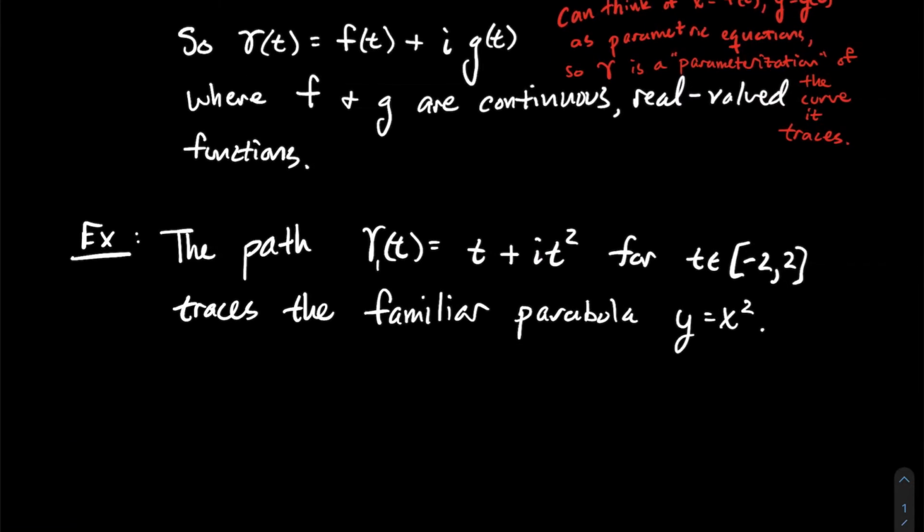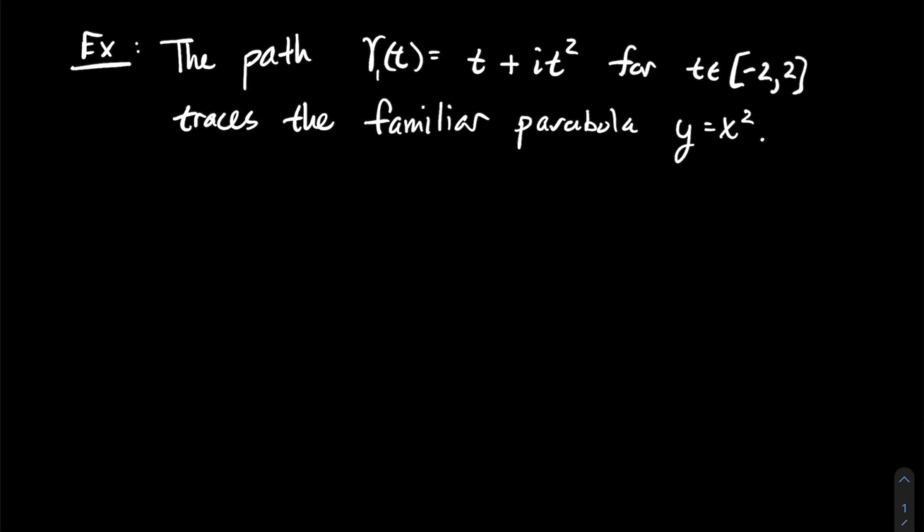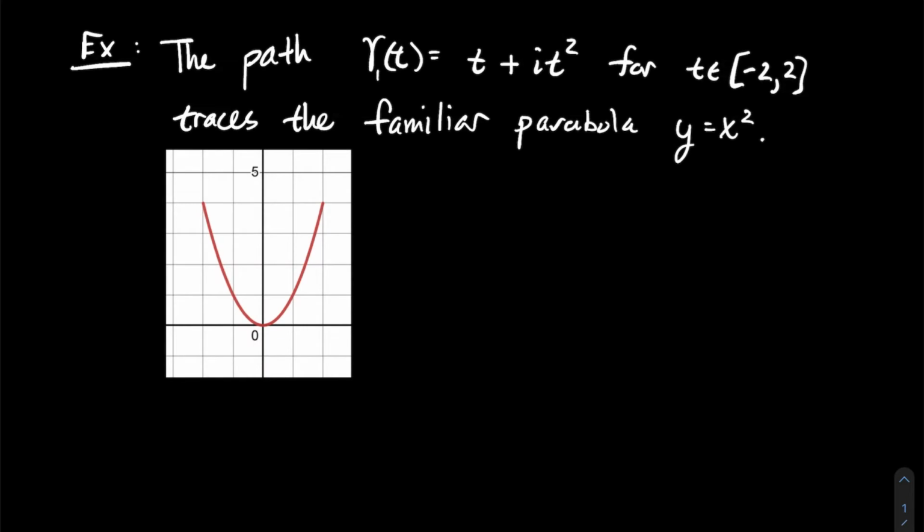So this first path, gamma sub 1, I'm using a subscript there. Gamma 1 of t is t plus i t squared, and I'm only looking at t between -2 and 2. And this traces out the familiar parabola y equals x squared. And I've got a little picture for you. So there's my parabola, and the way that it's written right now, there's nothing to indicate anything that's going on with the t's between -2 and 2.